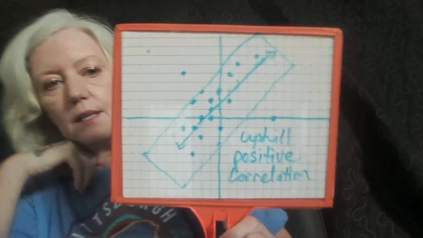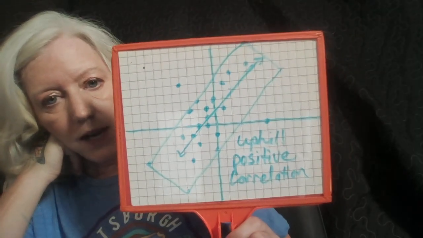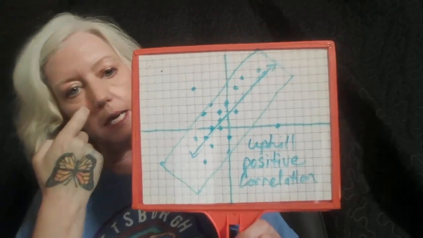Okay, that's not the best, but there's my line. All right, so what I'm going to do first is count how many points are above the line and how many are below.